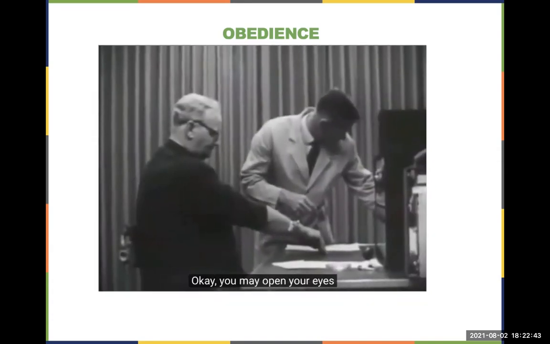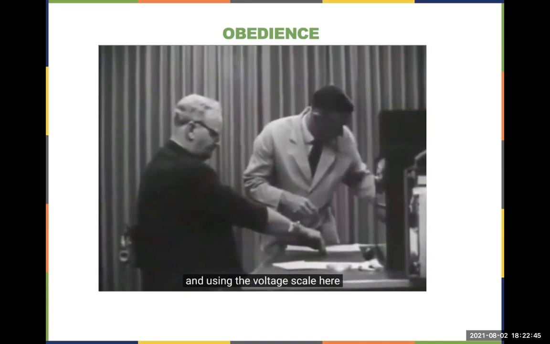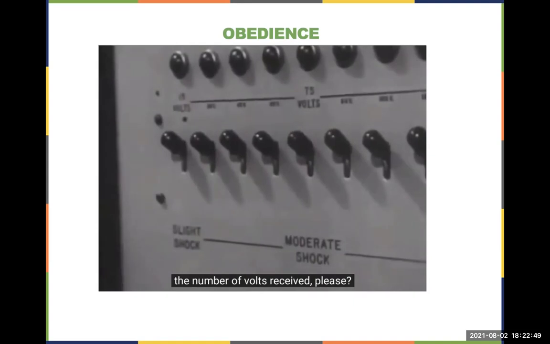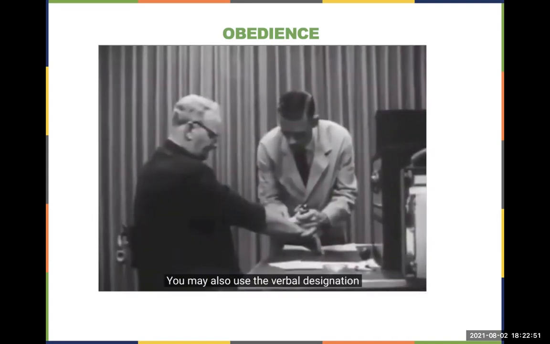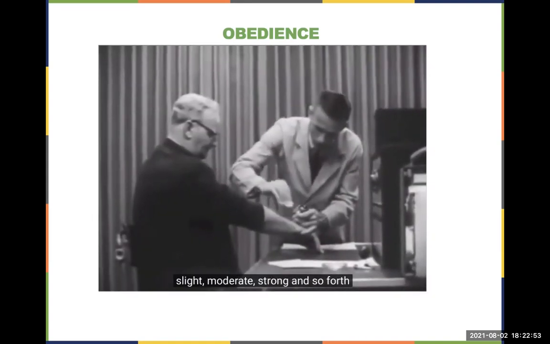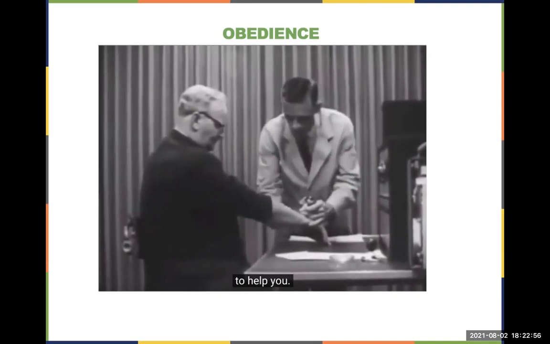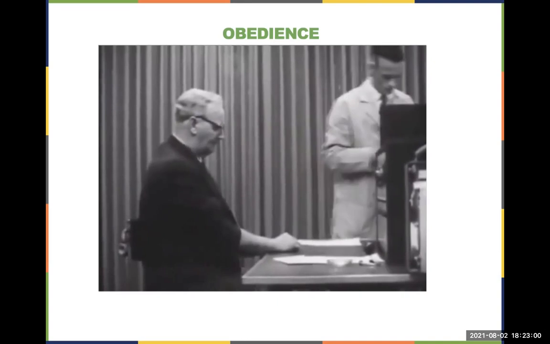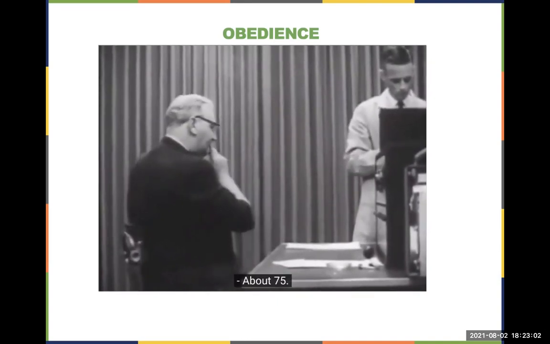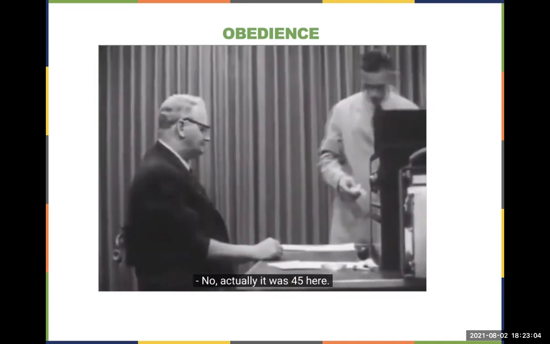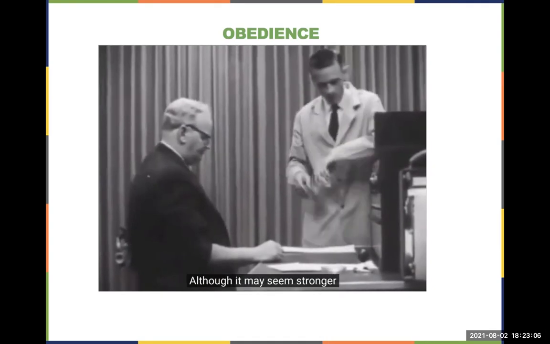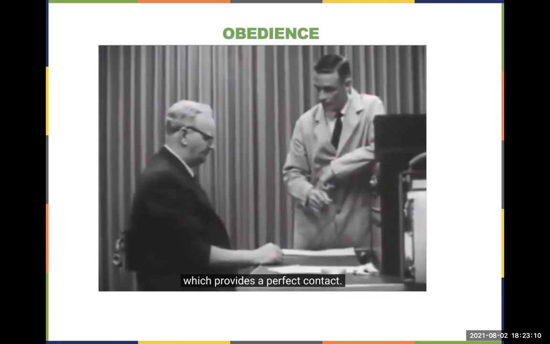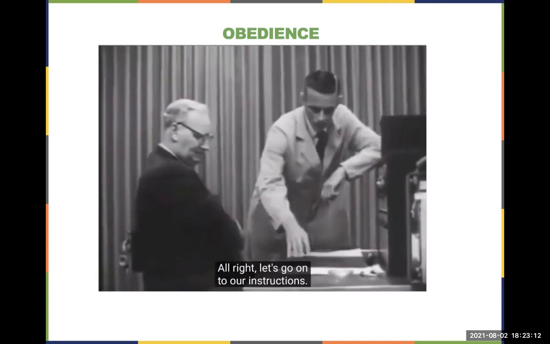Okay, you may open your eyes, and using the voltage scale here, would you estimate for me the number of volts you receive, please? You may also use the verbal designations, slight, moderate, strong, so forth, to help you. Say a number, please. About 75. No, actually, it was 45 here, although it may have seemed stronger because of the electrode paste, which provides a perfect contact. All right, let's go on to our instructions.